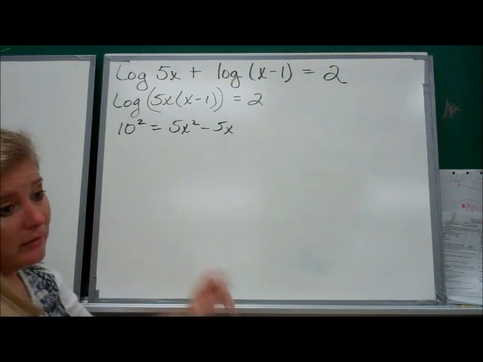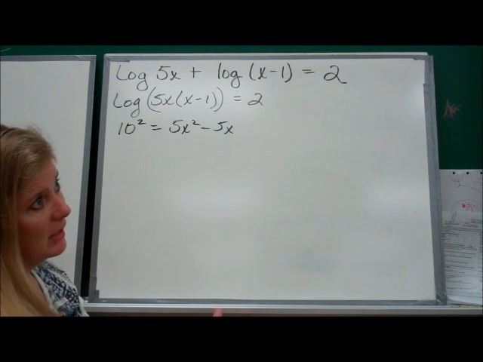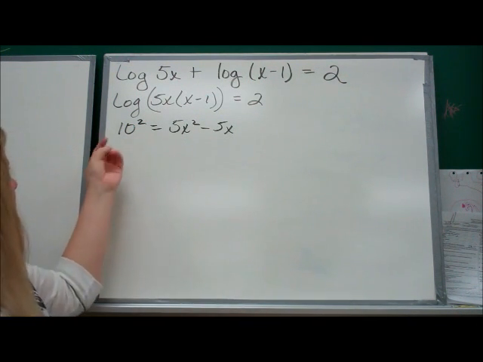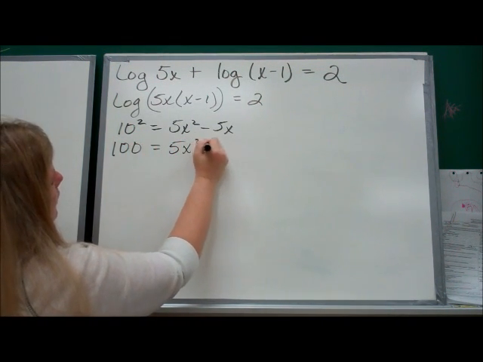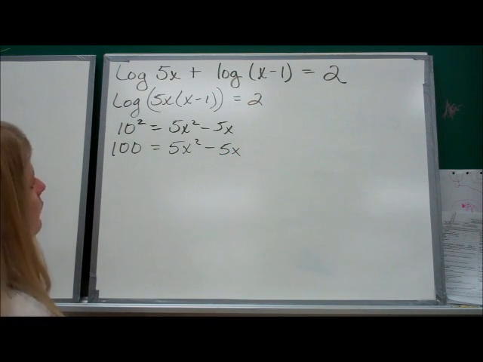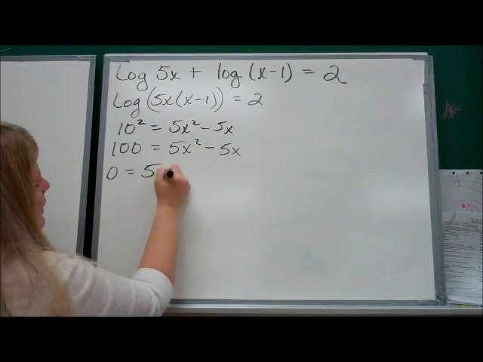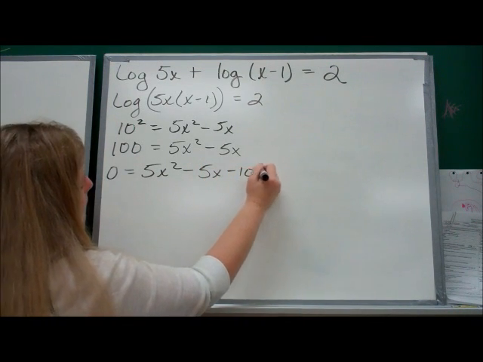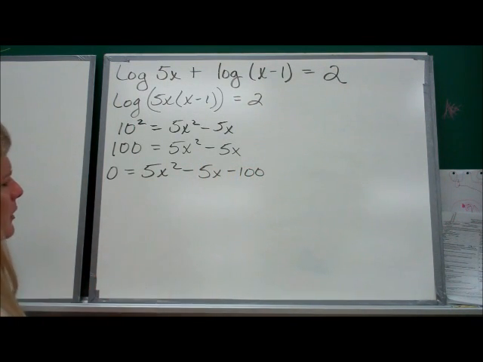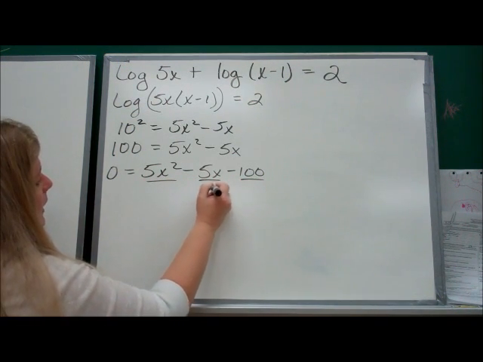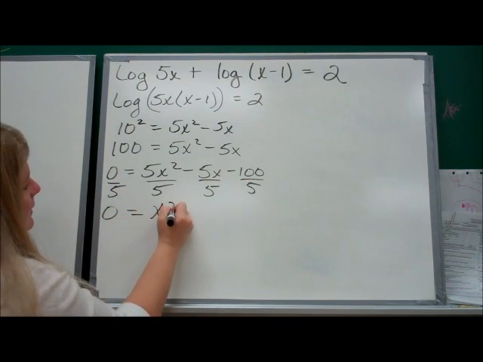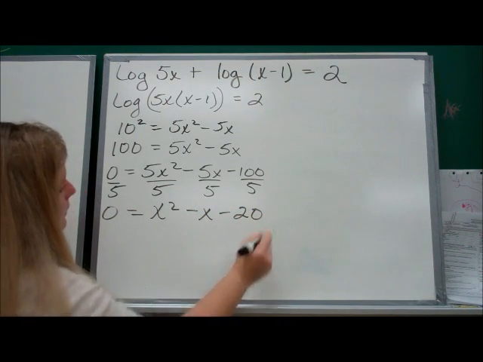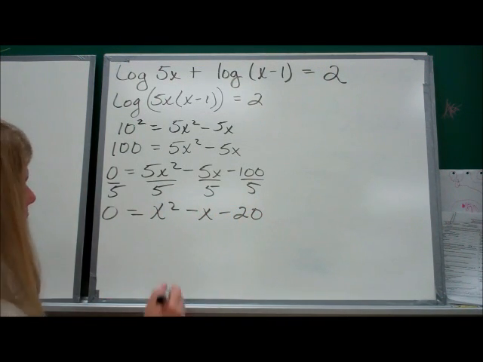Oh, I have an x squared. That's a quadratic, which tells me I better set everything equal to 0 to solve. So let's square that, move it over. We've got 100 equals 5x squared minus 5x. Move it over: 0 equals 5x squared minus 5x minus 100. Now, I don't want to factor that because I see 5, 5, and 100. I can divide all of this by 5. That's going to give me 0 equals x squared minus x minus 20. That looks much nicer to factor to me.